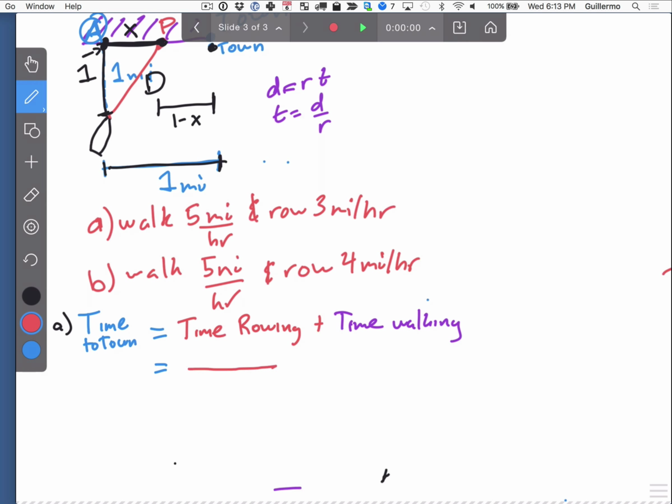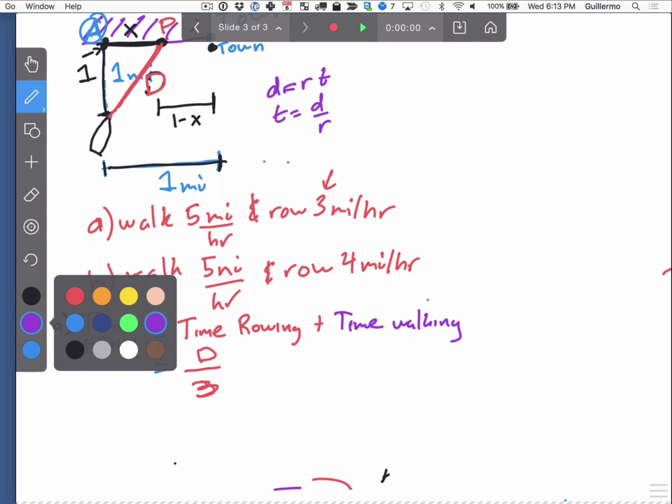So what would be the distance spent rowing? Capital D, because that's the distance rowing, right? That's this in the red that we labeled D. Divided by what? 3 miles, the rate rowing. So in this case, it's 3. Why is it 3? That's because the rate rowing is 3 for part A, right? Later on, we'll change that to 4 and see if that changes anything.